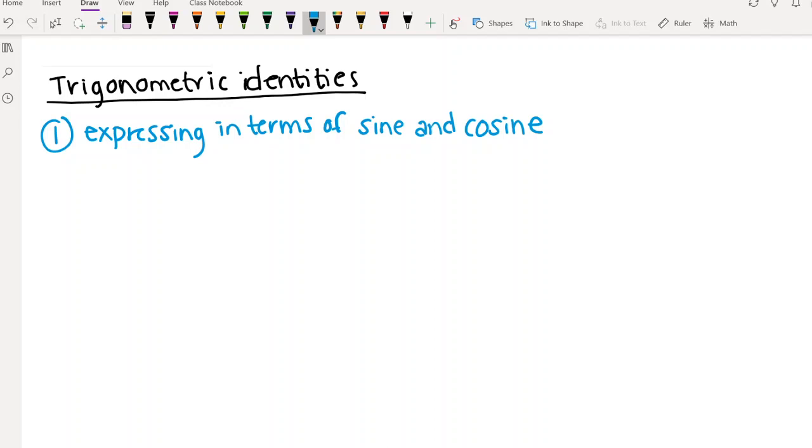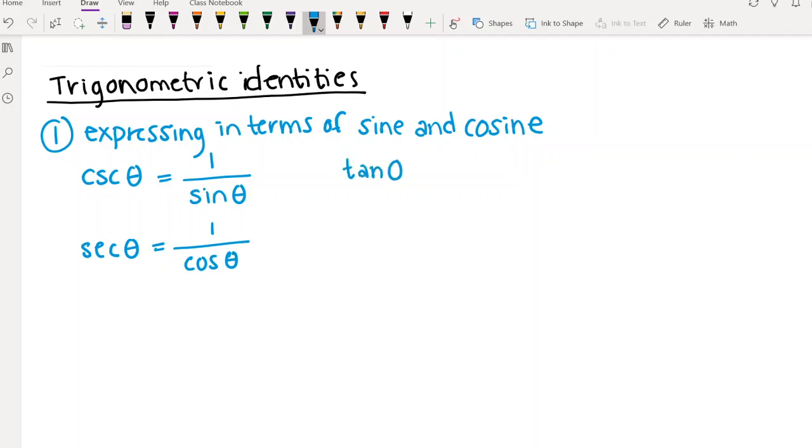Well, for example, cosecant of theta is the same as 1 over sine of theta. Secant of theta is the same as 1 over cosine of theta. We've also talked about how tangent of theta can be written as sine of theta over cosine of theta. And that one maybe isn't quite as much the definition, but where does that come from?